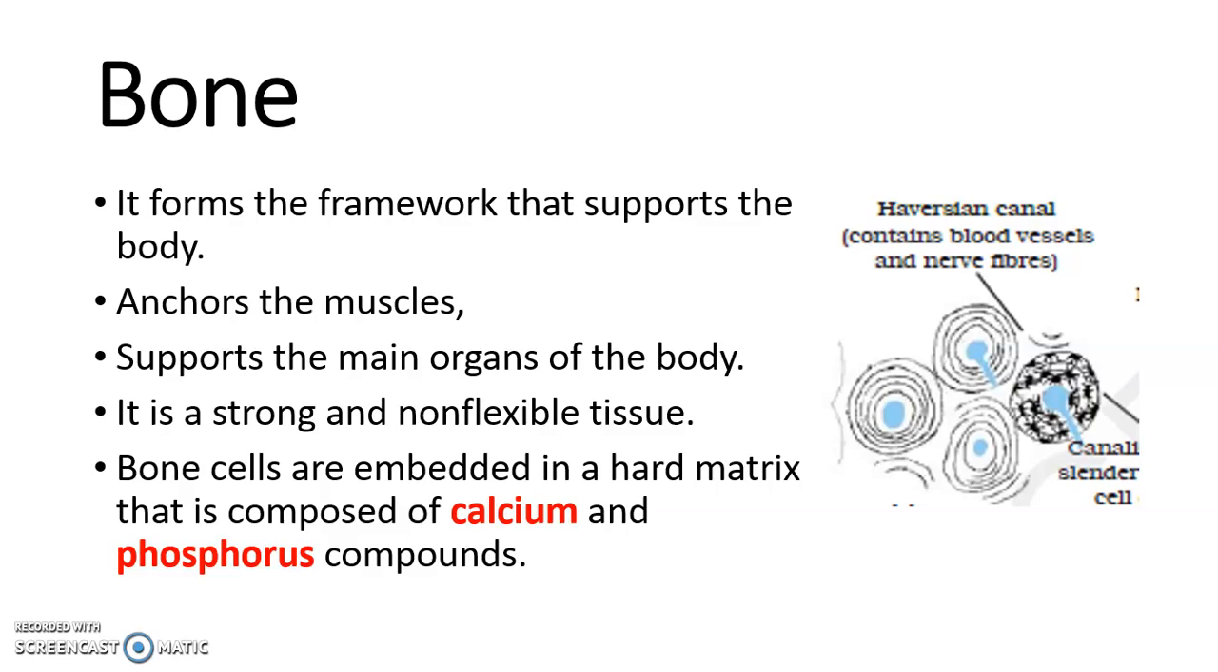Bone is also a connective tissue. It forms the framework that supports the body. It also anchors the muscles. It supports the main organ of the body. It is strong and non-flexible tissue. Bone cells are embedded in hard matrix that is composed of calcium and phosphorus compounds.